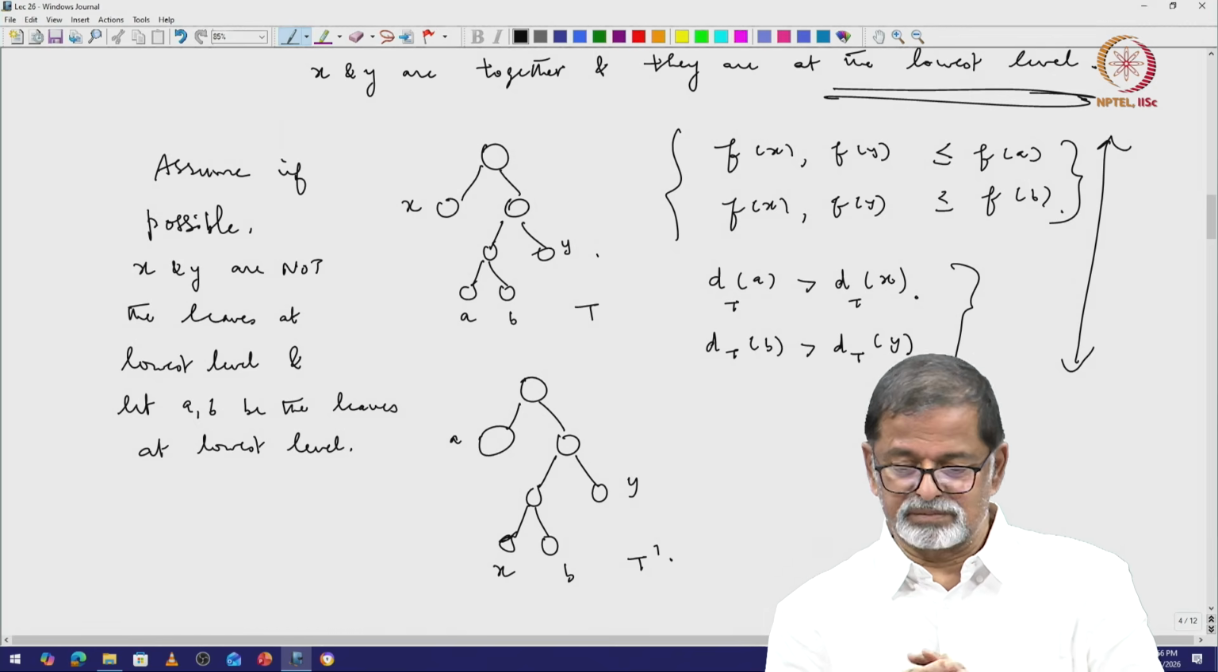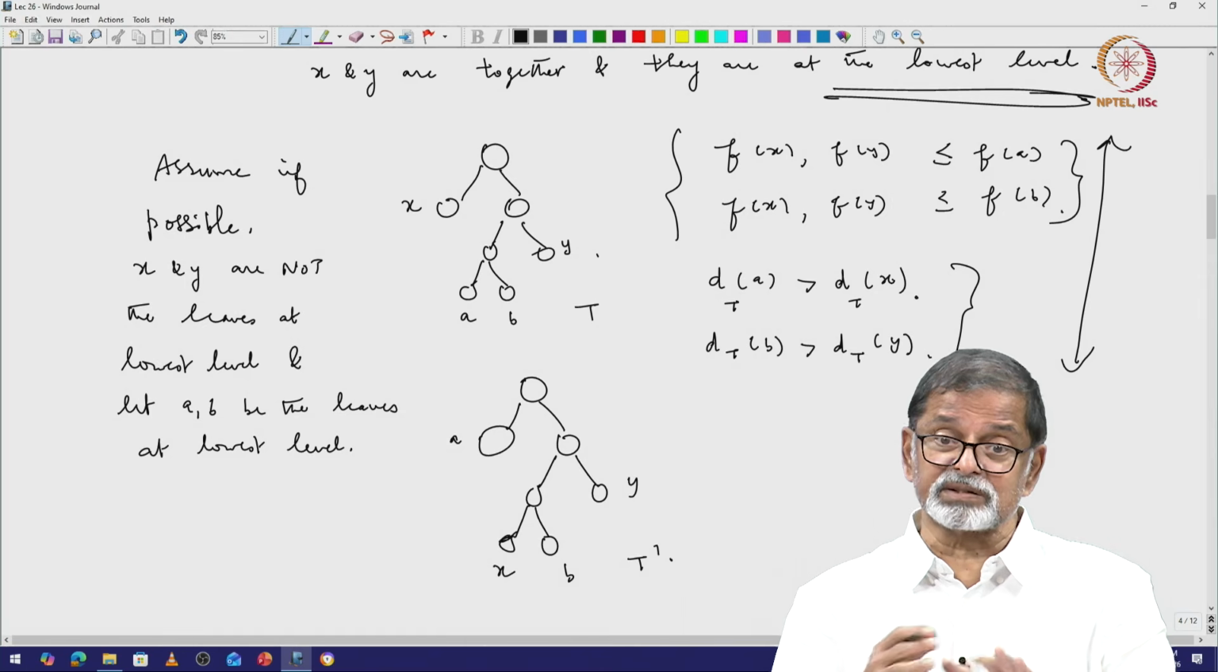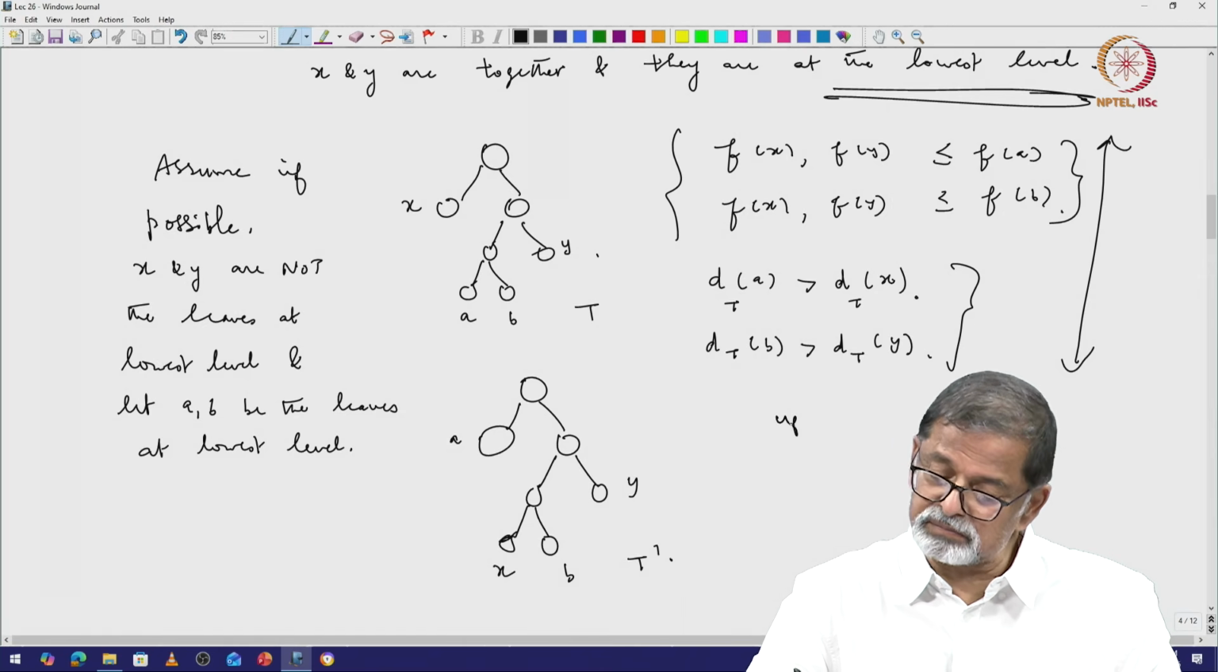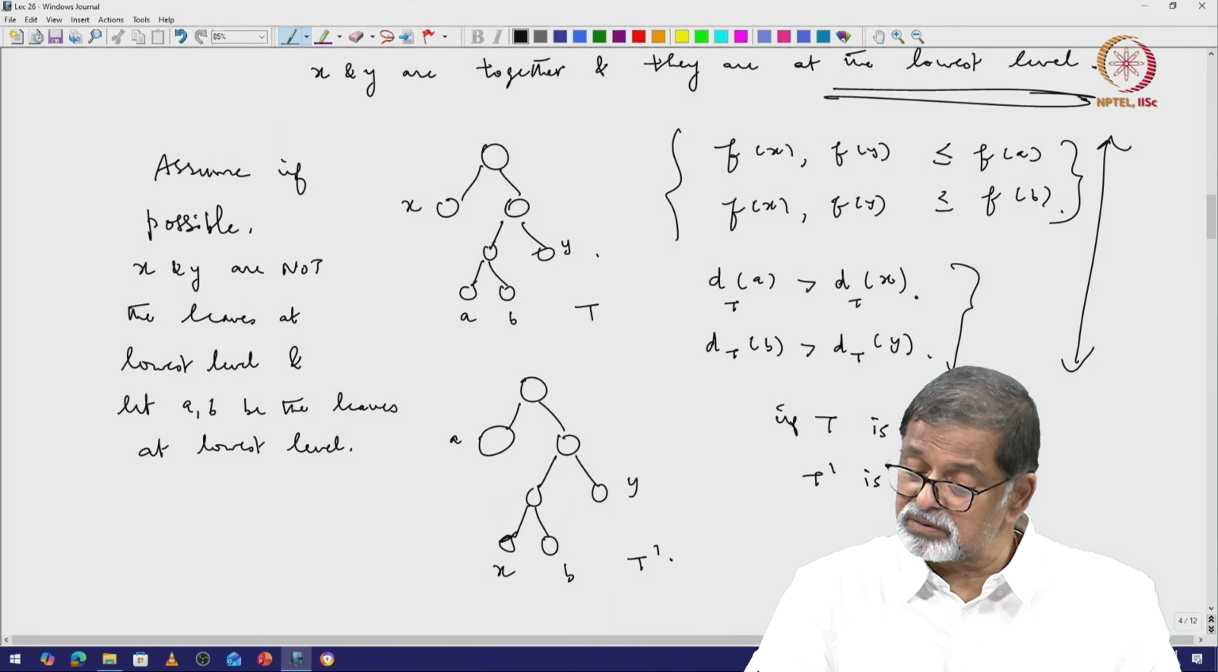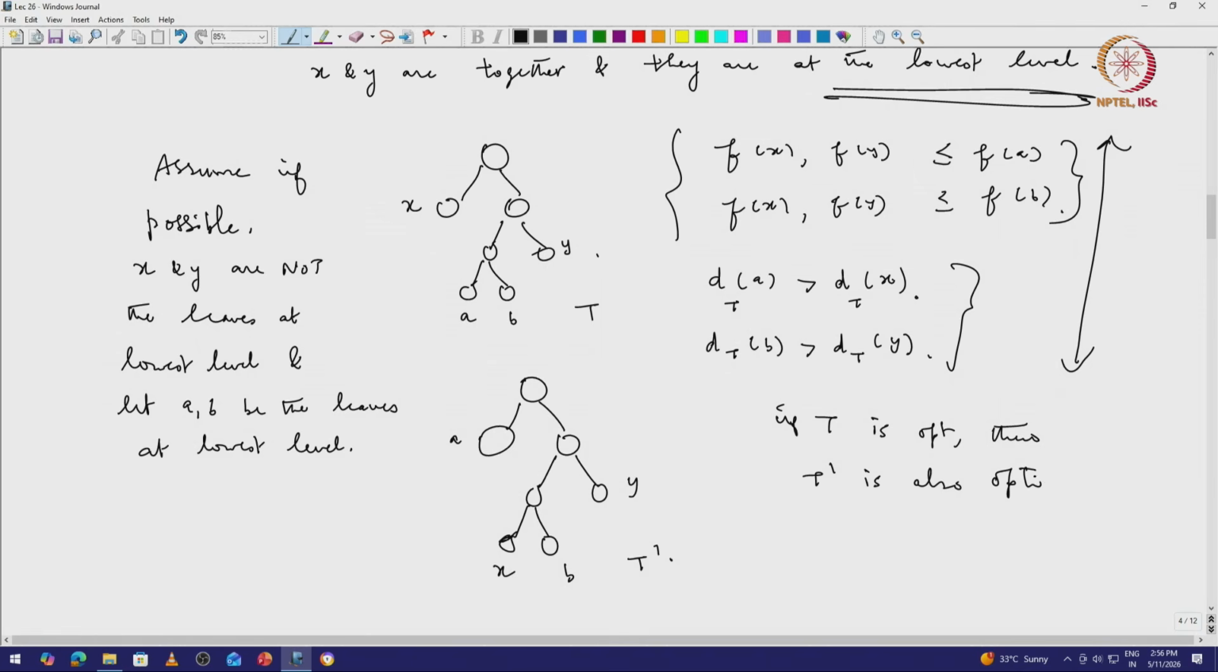Okay. That is why it is called the cost preserving. If T is optimal, then T dash is also optimal. That is the reason why this exchange is a cost preserving transformation. It preserves the cost. Okay.